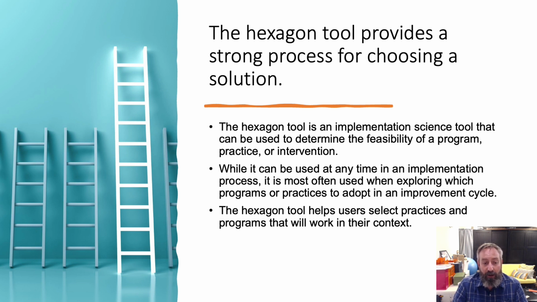The hexagon tool helps users select practices and programs that will work in their context. It considers things like the staff's capacity to implement, the budget, the time available for implementation, and a number of other factors. You can read more about the hexagon tool in the related activity below this video.